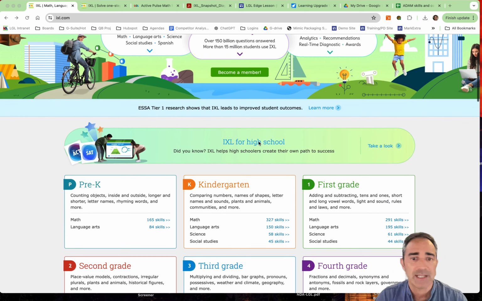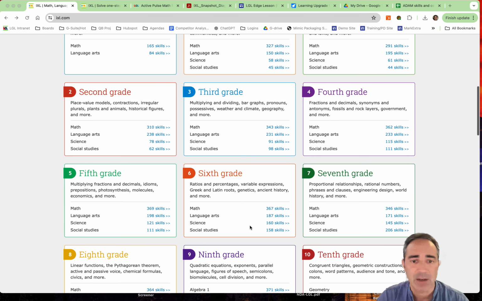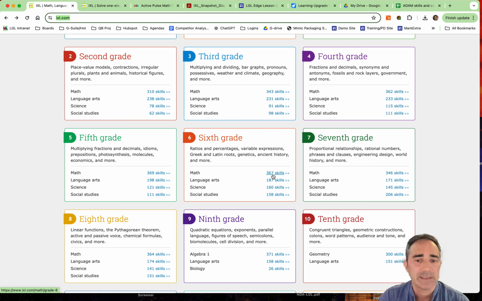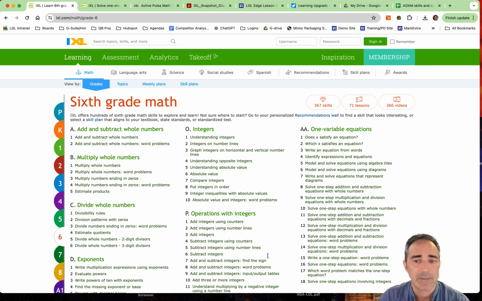When you come to their site, you can see all different skills listed by grade level. So you can say, what are the skills that are taught in 6th grade, 5th grade, 4th grade, 3rd grade, and so on. Of course, there are other subjects as well, but I'm going to focus on math because math is probably the most complex in this regard. If we click on the skills, we see them all listed out here.